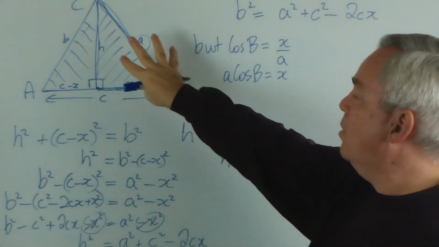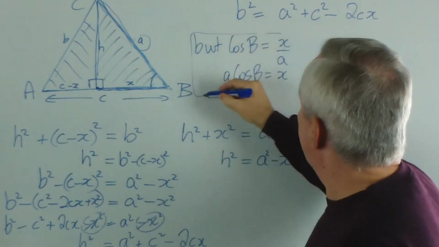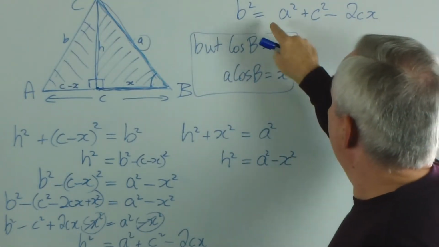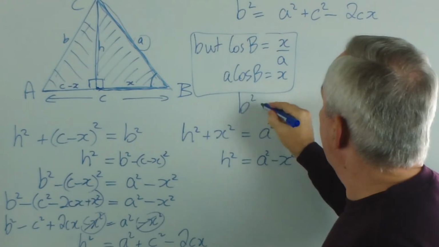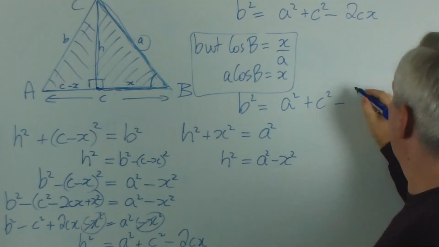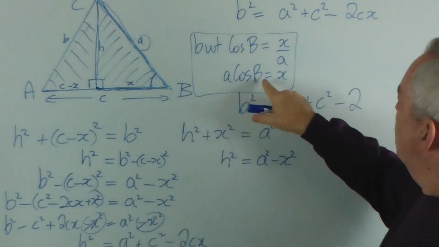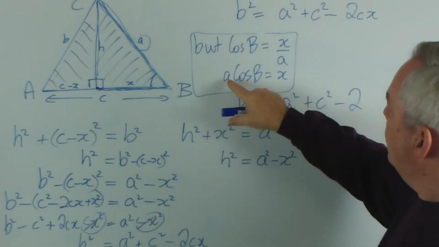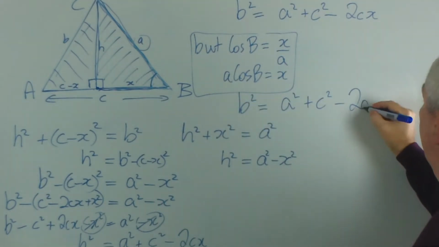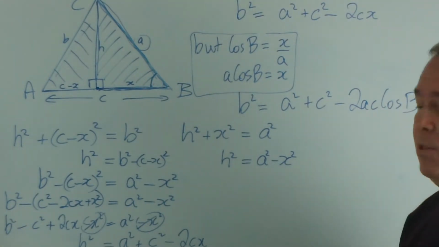So we had to go back to the right-hand triangle to get this trigonometric information to insert, and now we can write this out as b squared equals a squared plus c squared minus 2. Now it's c times x, and since x is worth this, c times this will be ac cos b. And there is our cosine rule.